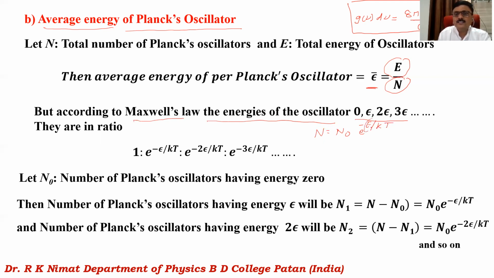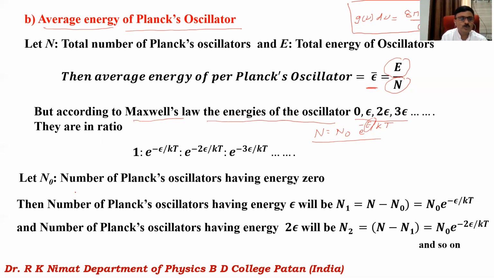So this energy E is, according to Planck's quantum theory, what we are going to use. If you use Maxwell's law of energies, you'll observe that these energies are in the ratio 1 is to e raised to minus E by kT. Because if we use the value of E as 0, then you will get n is equal to n0. If you use E is equal to epsilon, you will get n is equal to n0 into e raised to minus epsilon divided by kT, and so on.